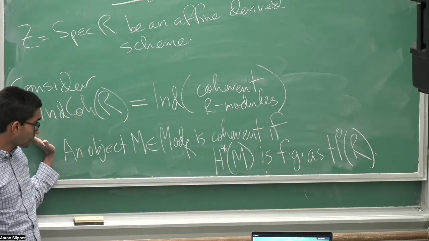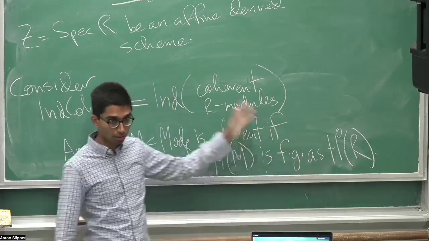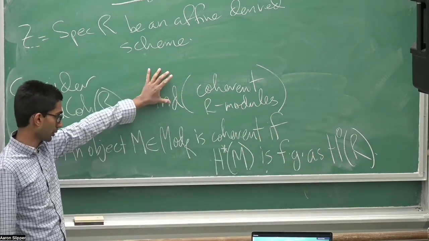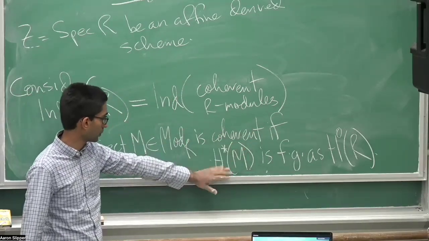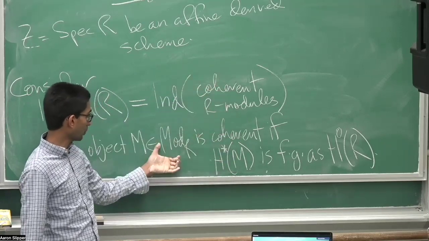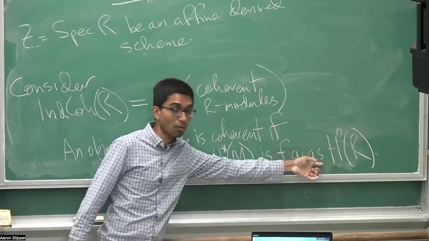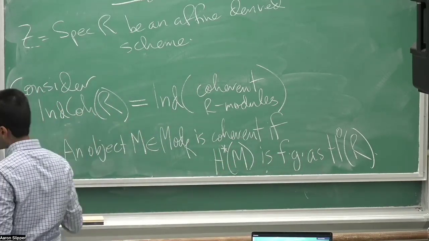Then for an object of D of R, it's perfect if and only if the total cohomology is finitely generated. But that's not true if you have a singular ring. And so instead of considering perfect R, you consider this category Coh of R, which is exactly those objects whose total cohomology is finitely generated over H0 of R, and then you form its Ind-completion, Ind-Coh of R.